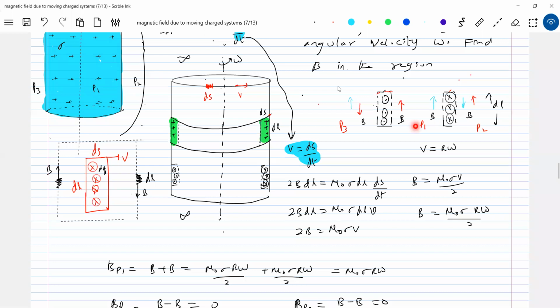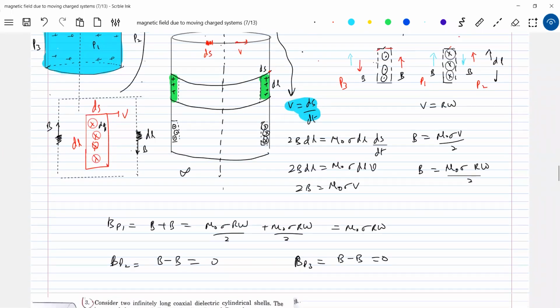Field inside the solenoid will be non-zero, no? Field outside the solenoid will be zero. This is external to the solenoid. These points P2, P3 are external to the solenoid. P1 is inside the solenoid. Got it? So these are some of the things.